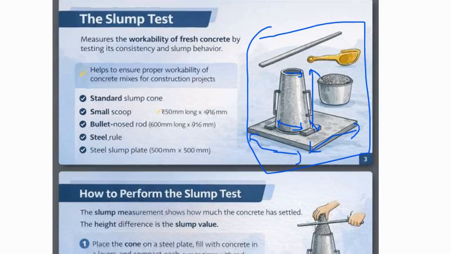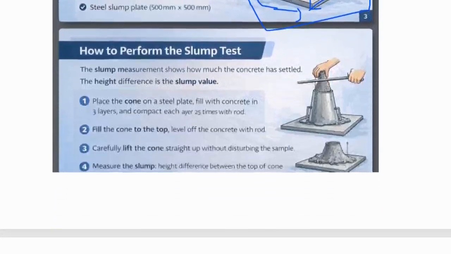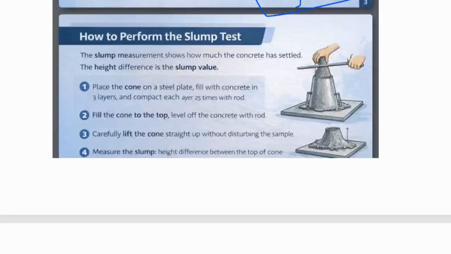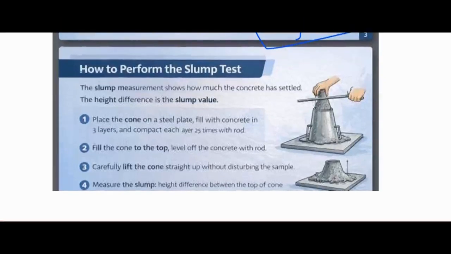Now, how to perform the slump test. Step 1 is to prepare the cone and plate. First clean the slump cone, then make it slightly damp with water. Place it on a clean, firm, flat, non-absorbent steel plate. Stand on the foot pieces and hold it firmly.